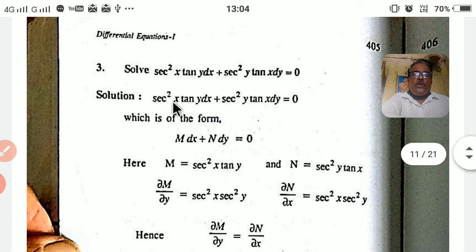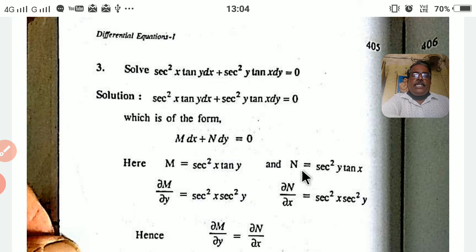Now we come to know the value of M. So M is equal to sec square x tan y and N is equal to sec square y tan x. Now we differentiate this M with respect to y. So dou M by dou y is equal to, with respect to y means x is constant, so sec square x becomes constant. The derivative of tan y is sec square y.